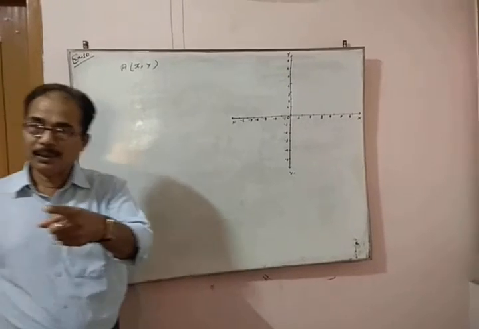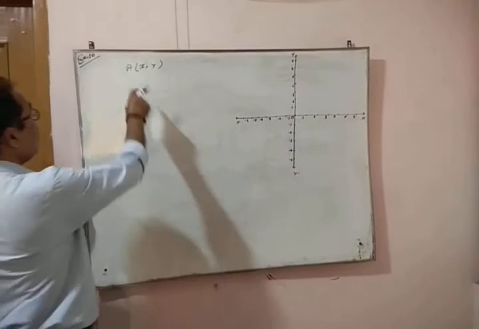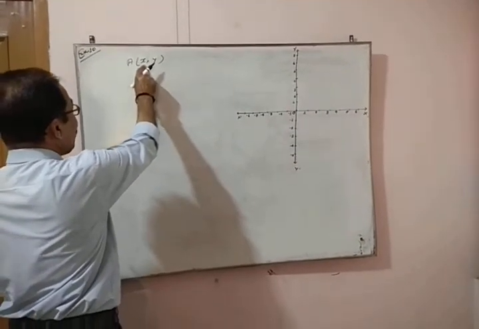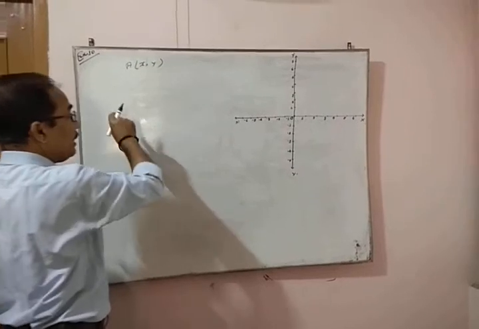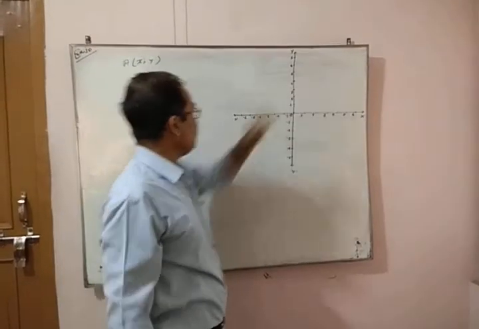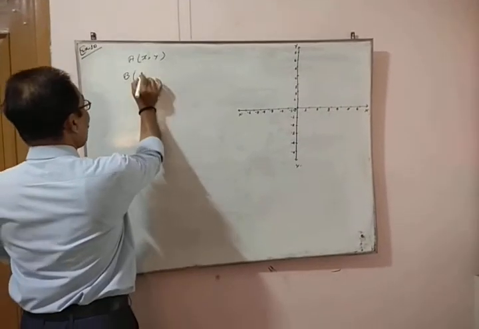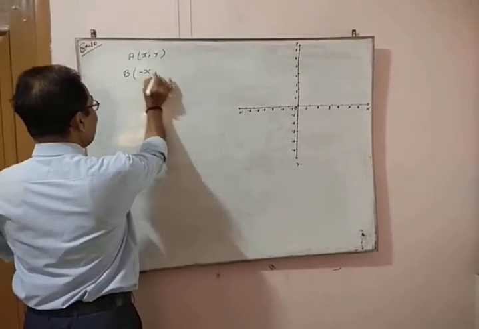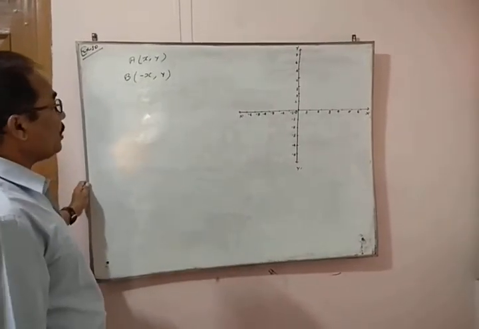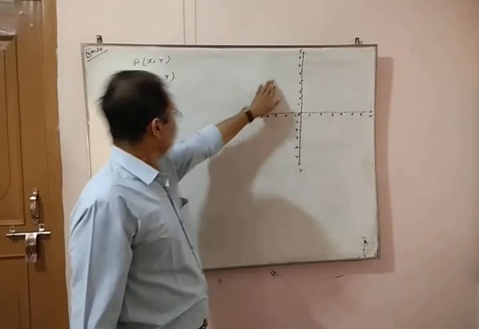So if the coordinates of a point are given to you, in which quadrant will the point lie? With the help of the signs of the coordinates, we can say, suppose the point A has a positive x coordinate and positive y coordinate, then the point will lie in the first quadrant. Suppose B is another point whose x is negative and y is positive, then the point will exist in the second quadrant, in this position.